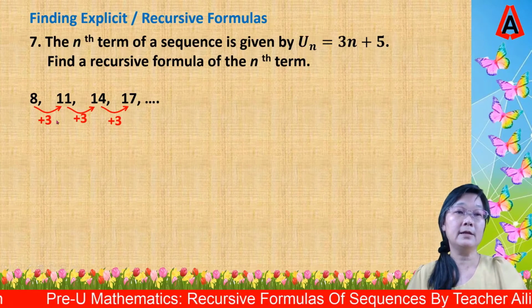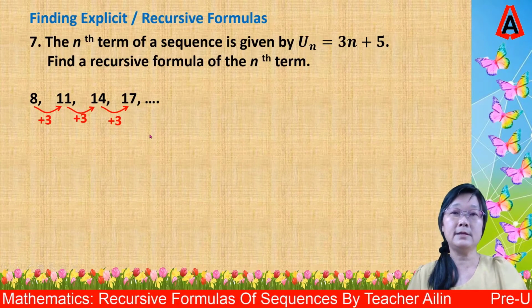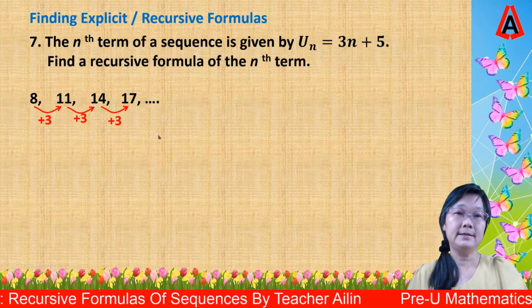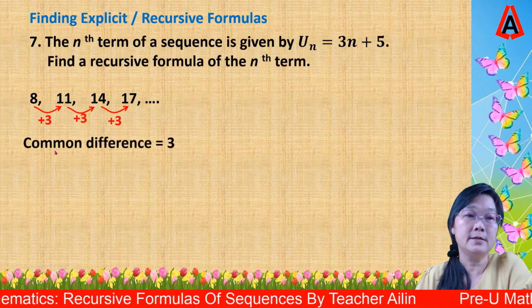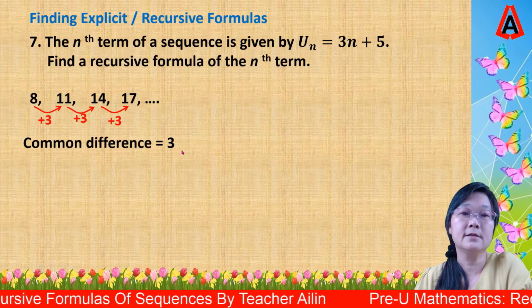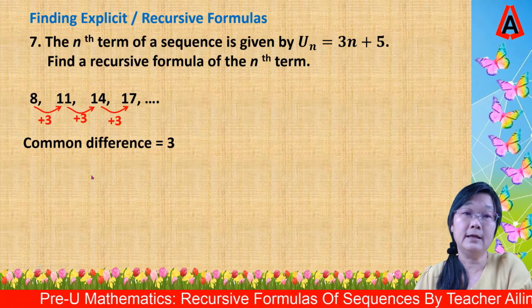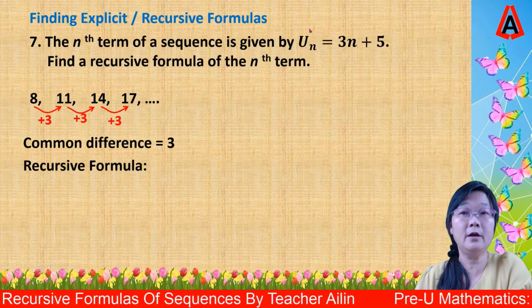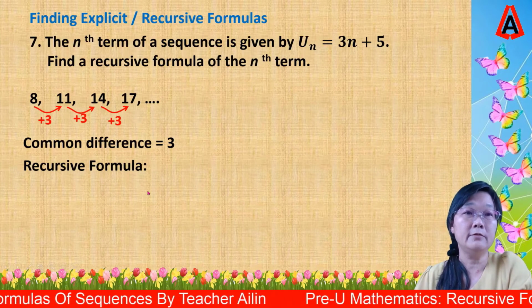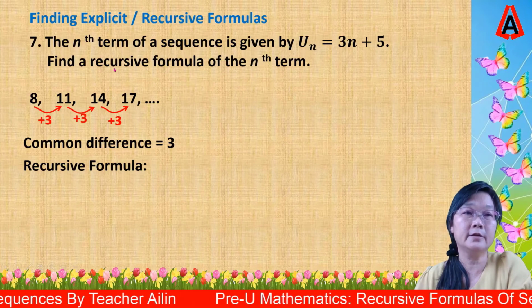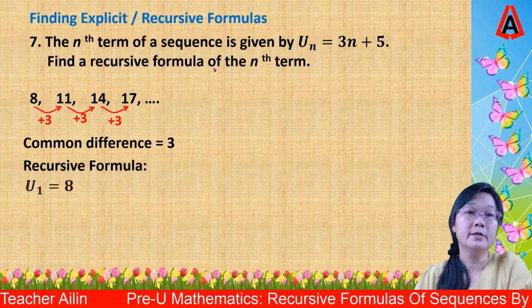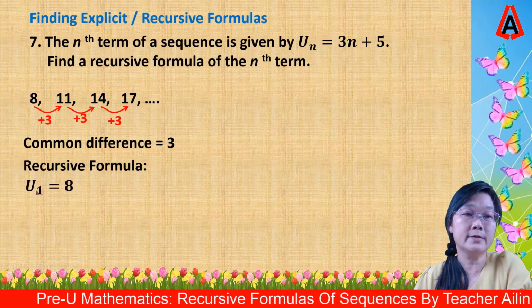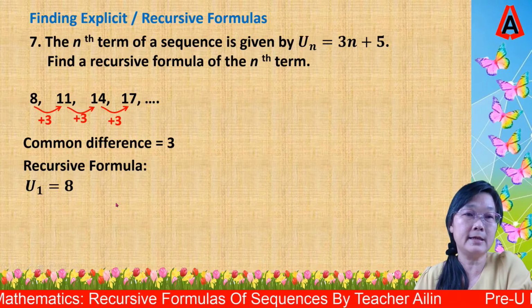So it is very clear that the sequence is an AP, and the common difference is 3. Then next, you don't have to find the explicit formula because the explicit formula is already given here. Now you have to find the recursive formula. So for the recursive formula, we always start from the first term, that is 8.